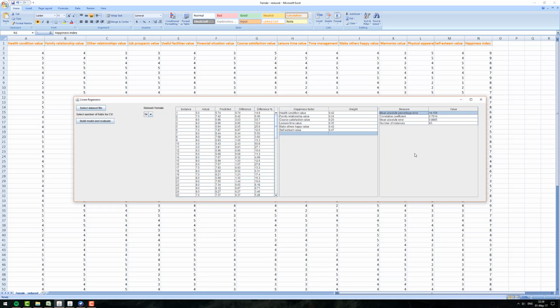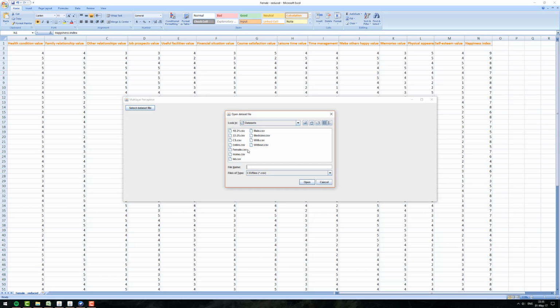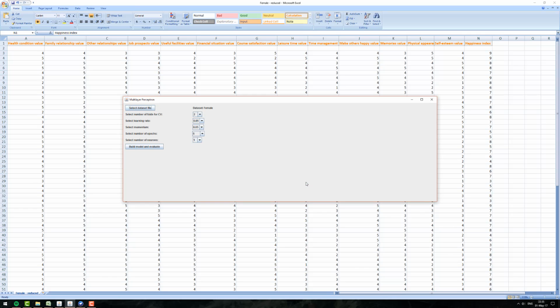For example, the mean absolute percentage error relates to how far away the predictions made by the linear regression model are from the true happiness indexes of the students, while the correlation coefficient indicates the strength of the relationship between the 13 happiness factors and the overall happiness level. Another algorithm that was implemented in Java was the multilayer perceptron, which is much more complicated but also leads to more accurate predictions. Once again, we load up the female dataset.